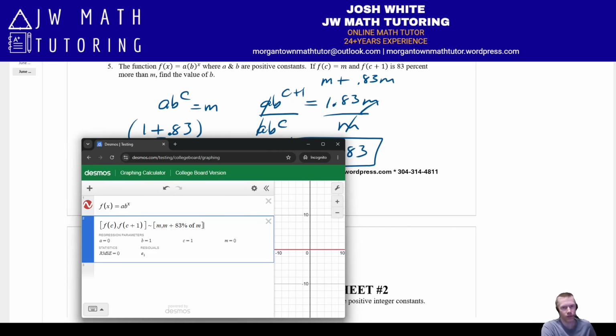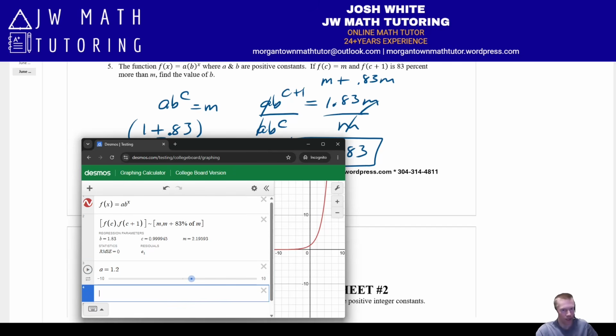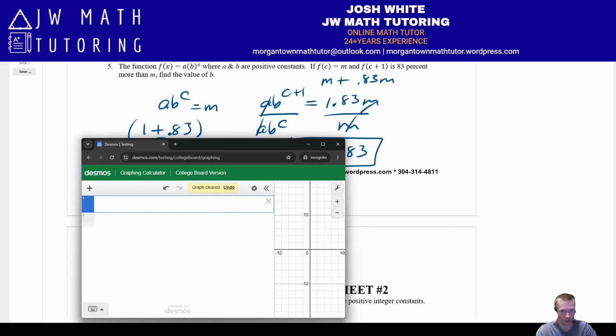Okay, so here's actually what happened when I first did this originally. A is a positive constant, therefore a cannot be 0. So you do have to actually pick a value for a, so let's just pick, whatever, 1.2. Notice once I do that, now it automatically hones in and it gets b as 1.83, which is the correct answer. And as I move the slider here, notice m changes, but b does not change. The b value stays fixed at 1.83, even as I'm cycling through different values of a.